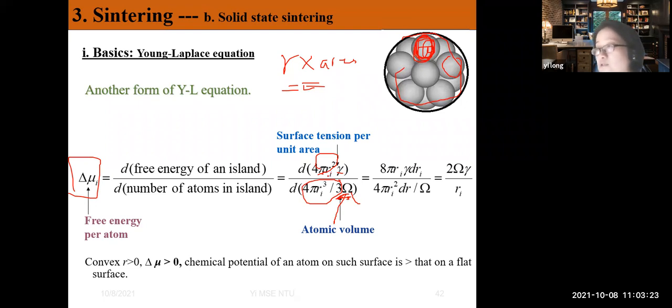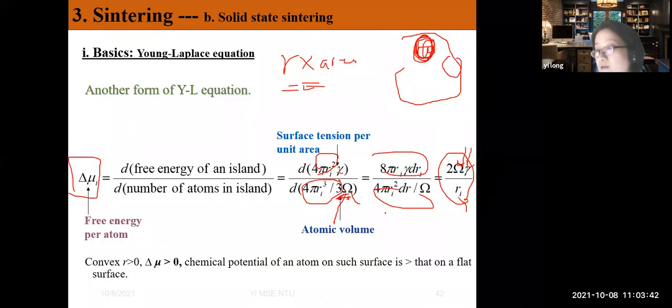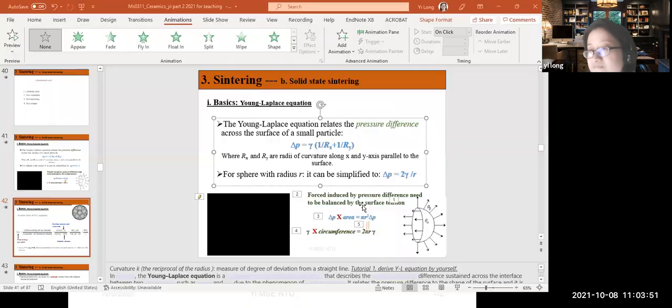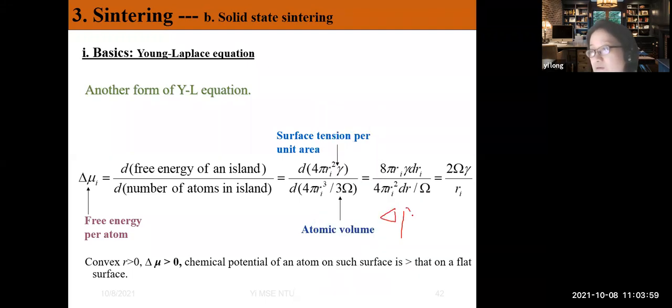I trust you know all these things in your math. So you do the differentiation. This one will be something like this, and in the end you will have a 2, the atomic volume, gamma, and also R. So can you compare with this? This one is delta P equals 2 gamma over R. My writing is so bad. So delta P equals 2 gamma over R.